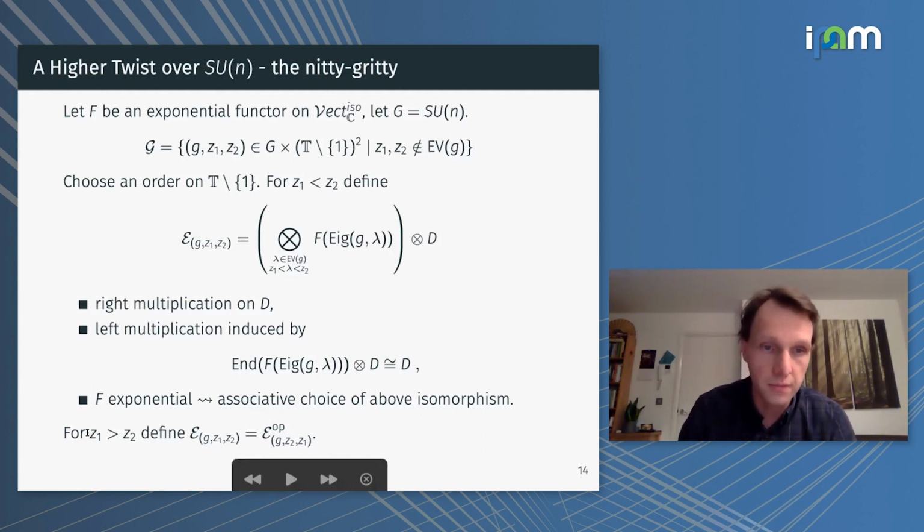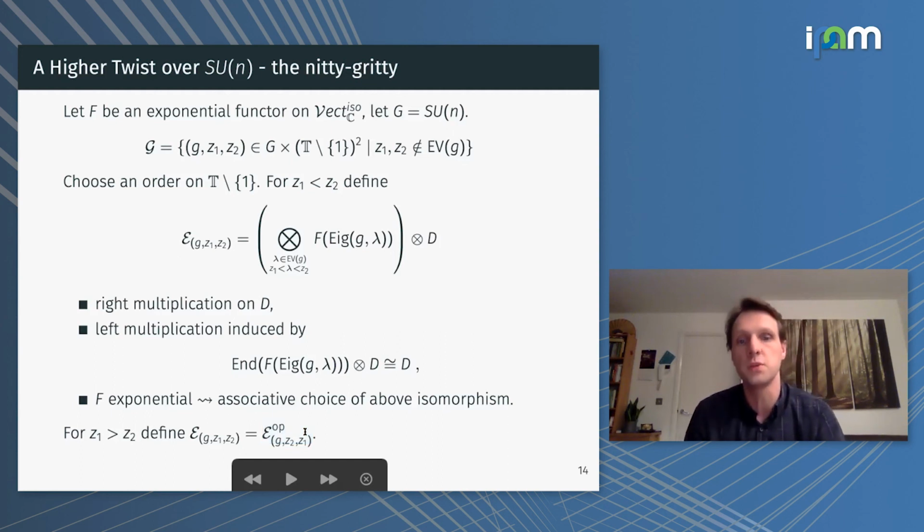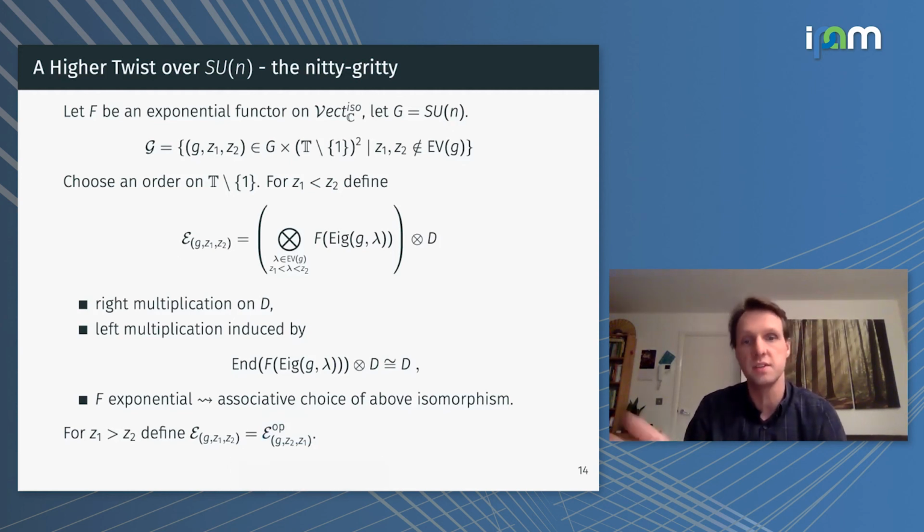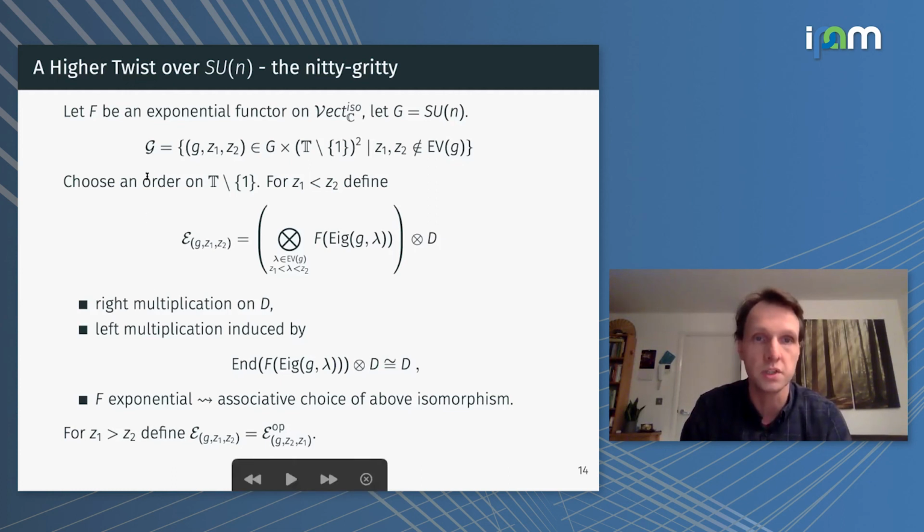And then if I just flip the order here, this is more or less forced on me that I have to take the opposite bimodule of the place where I have to switch the two. So there's no choice that you can make. You have to pick this, and this turns out to be a Fell bundle over this groupoid curly G here.